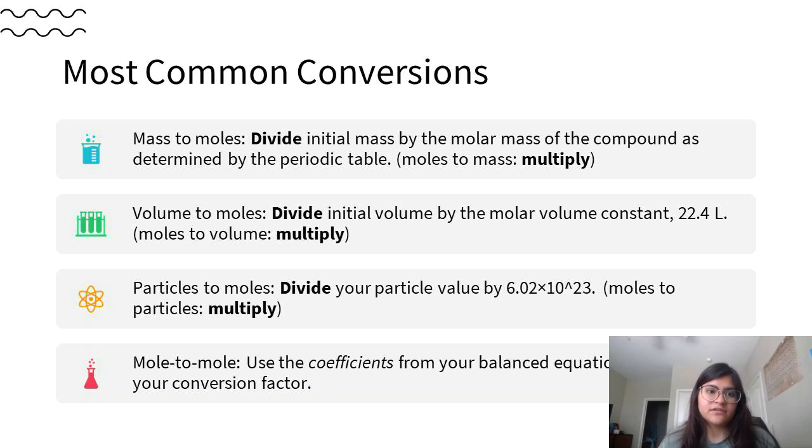For each of these, mass to moles, you divide the initial mass by the molar mass of the compound as determined by the periodic table. For moles to mass, you simply multiply. For volume to moles, you divide the initial volume by the molar volume constant, and for moles to volume, you simply multiply. For particles to moles, you divide your particle value by Avogadro's number, and for moles to particles, you simply multiply. For mole to mole, you use the coefficient from your balanced equation to determine your conversion factor.